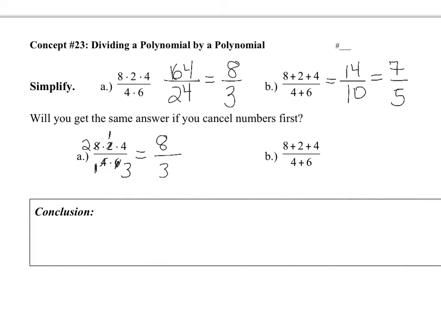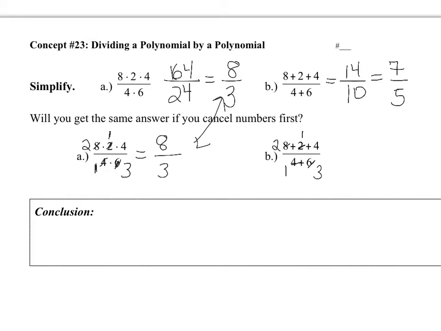So what we did here, we got the same answer, right? We went ahead and we just canceled numbers first. We reduced before we multiplied, and we got the same answer. The question is, will that work with addition? So let's go ahead and just look. What if I canceled 8 and 4 just like I did before, and I made this 2 and 1? And then this 2 and the 6, what if I made that 1 and 3 again?